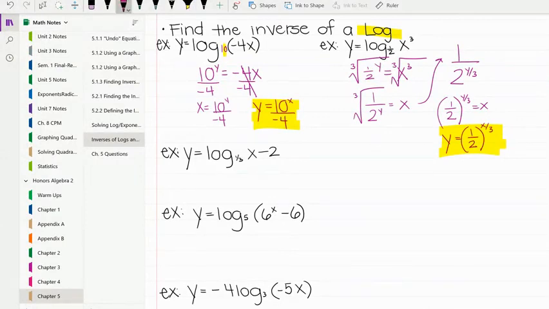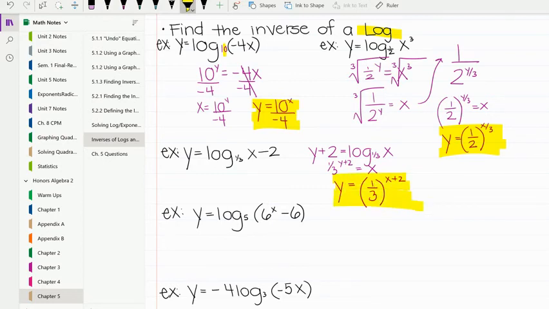So on this one, we can't automatically write it in that exponent form because we have that -2. So our first step would be to add 2. So we'd have y plus 2 equals log base 1/3 of x. So now we can write it in exponential form. So it would then be 1/3 raised to the y plus 2 power equals x. So x is actually already solved for, so then we can just change it to y. So y equals, and I'll make this a little bit bigger, 1/3 raised to the x plus 2 power. So that one was a little bit easier.